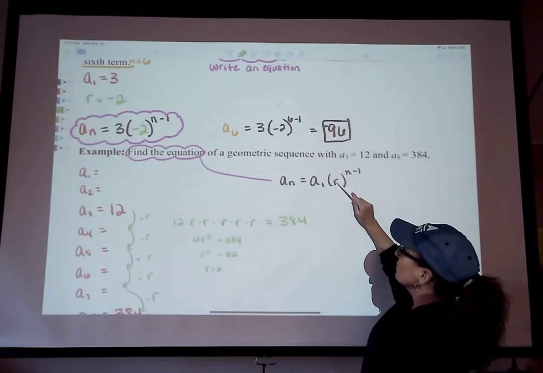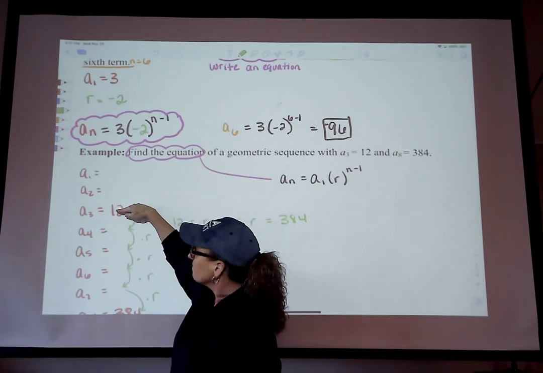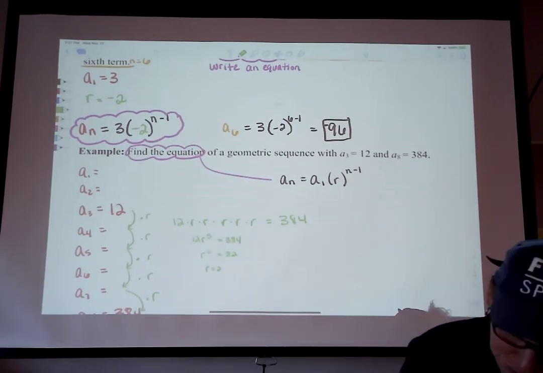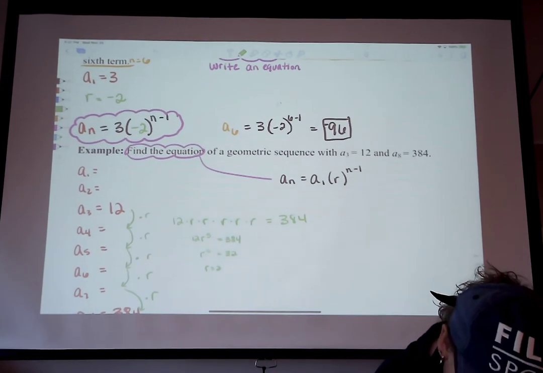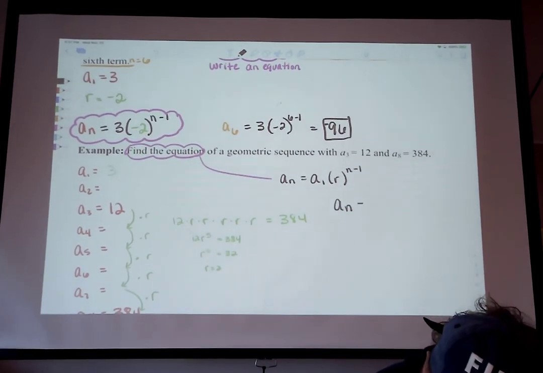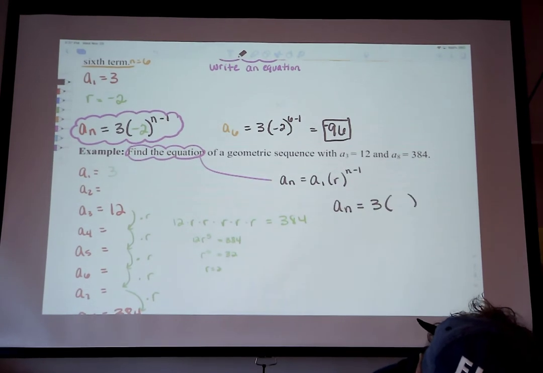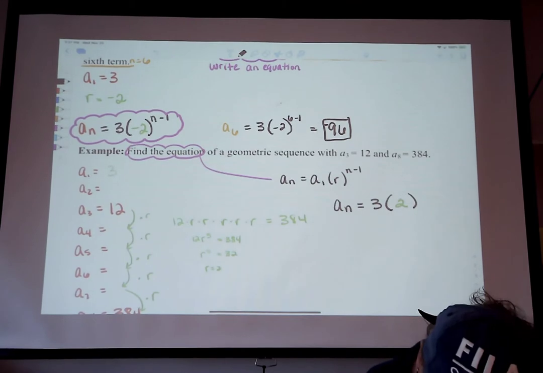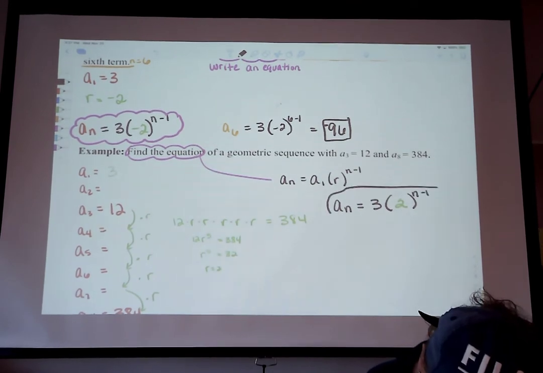So we know that R is 2. Back it up. Divide by 2, divide by 2. A sub 1 would be 3. So I've got a sub n equals 3, parentheses, R we found to be 2, to the n minus 1.